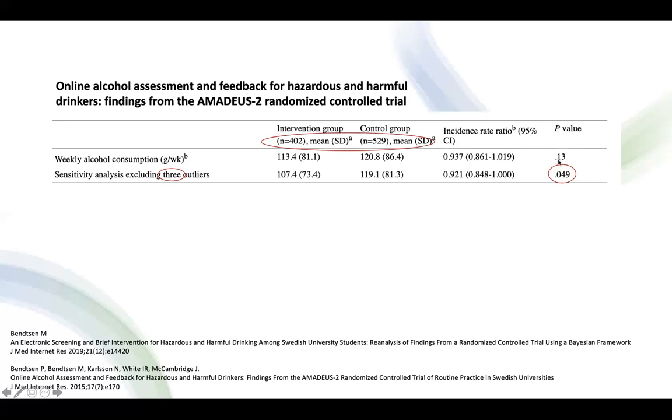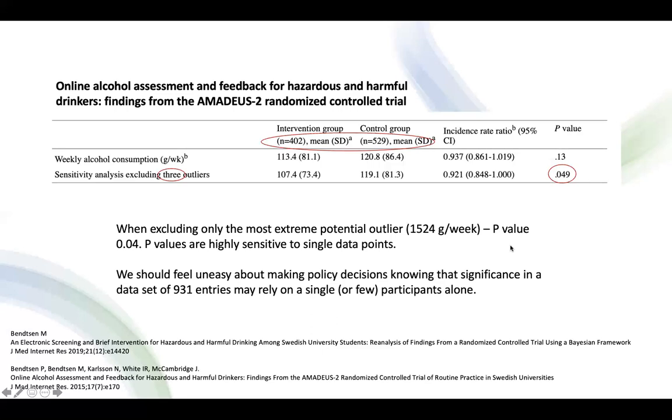So what we did was we identified 3 outliers in the data sets. They reported drinking more than 1,000 grams per week, which is not impossible, but it's extremely high. So we assumed that these guys were lying or somehow data entry error. So we removed 3 data points from this data set of 900, and then we got a significant result. I went further and I found the 1 outlier that was extreme. That person drank 1,524 grams per week. I removed that only 1 person, and then the p-value was 0.04, which is significant.